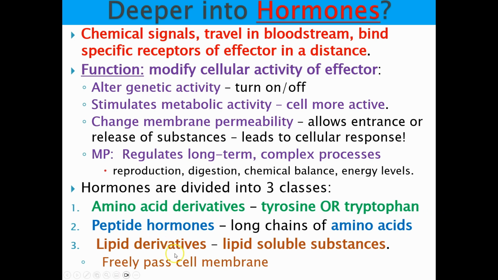And so lipid derivative or steroid hormones are going to bind receptors that are inside the cell, where peptide hormones are going to bind to receptors that are on the plasma membrane. So they technically bind to the outside of the cell because they're binding to a membrane protein. All right, but we're going to get to that concept later.